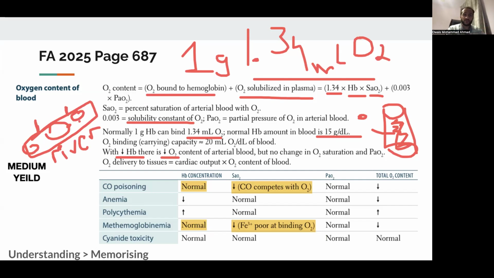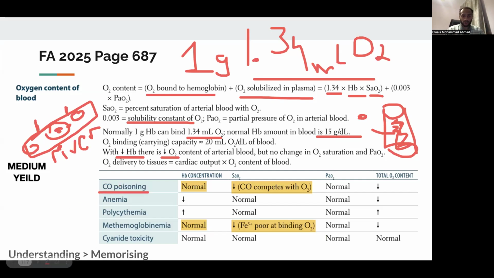Or there's some production defect. We're going to have a reduced amount of RBCs and a reduced amount of hemoglobin. But saturation essentially means your stickiness. Saturation means your stickiness, and your PaO2 means your partial pressure. O2 delivery to tissues is cardiac output times O2 content of blood. So we can see what is going to be over here.